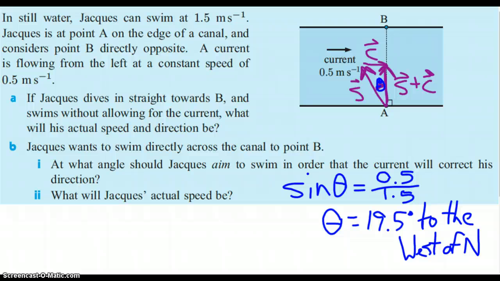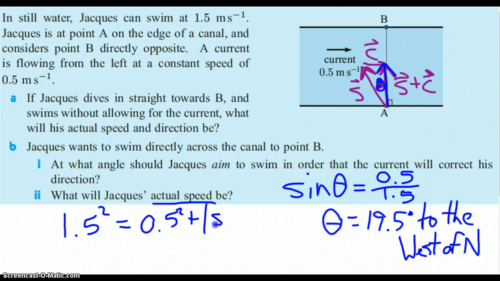And actually, speaking of the Pythagorean theorem, if we want the actual speed, we can use the Pythagorean theorem. It's just in this case, the actual speed is going to be one of the legs of our right triangle. So notice our swimming vector is the hypotenuse, so that's going to be 1.5 squared equals 0.5 squared plus the magnitude of S plus C squared.